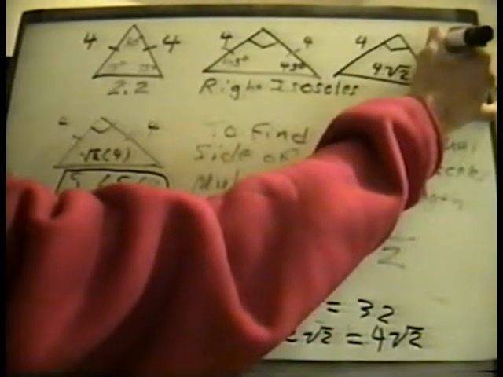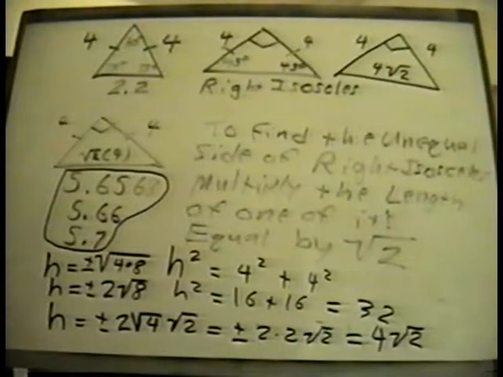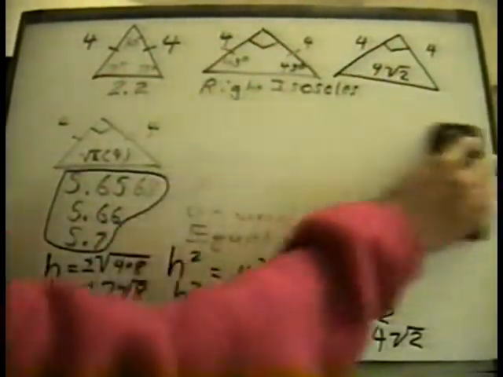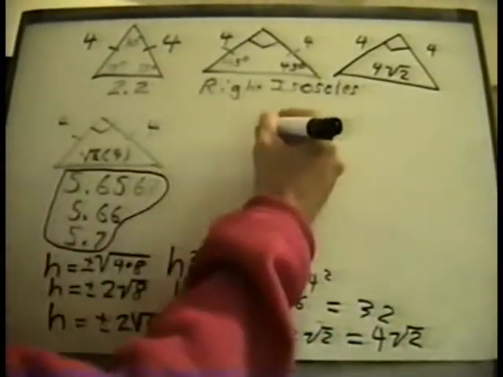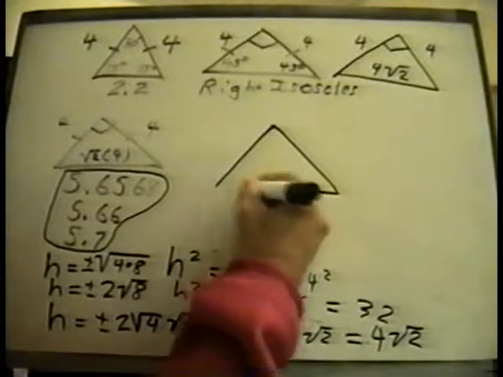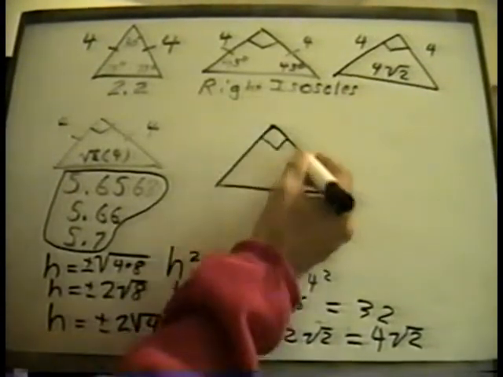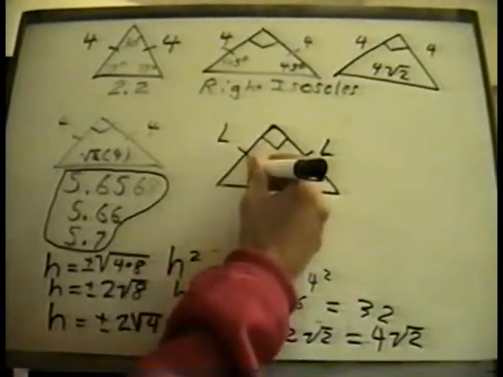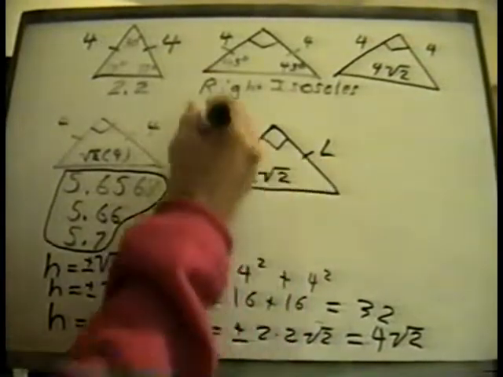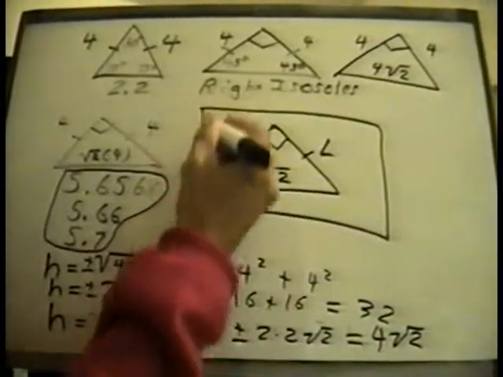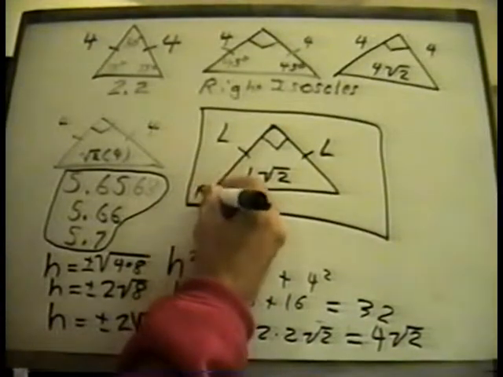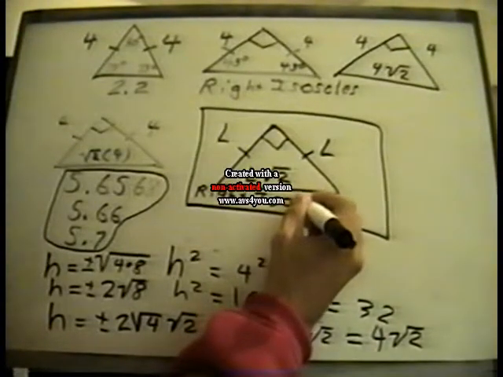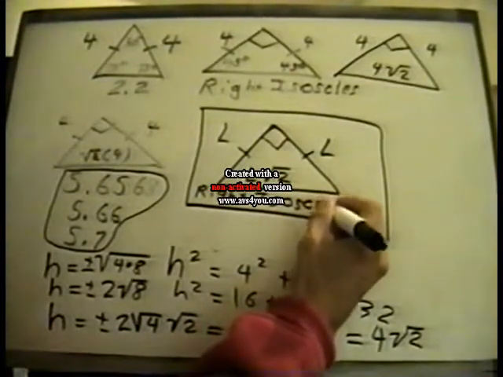Okay? So following this format and then words, basically you can remember this. This is a right isosceles triangle. Now whatever the length of the sides is, this unequal side is going to be equal to L times the square root of 2. And that's for any right isosceles triangle.